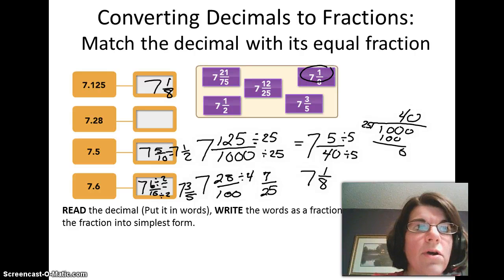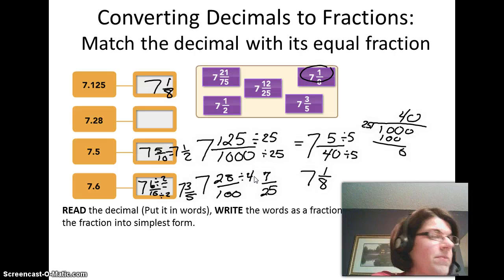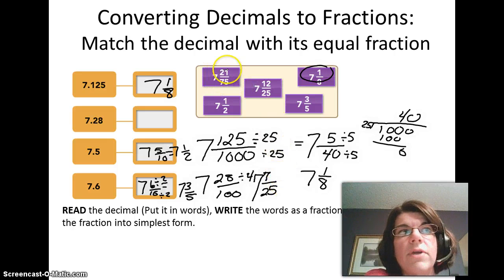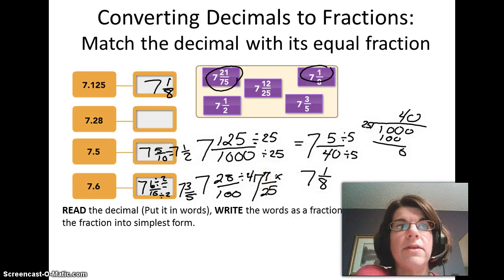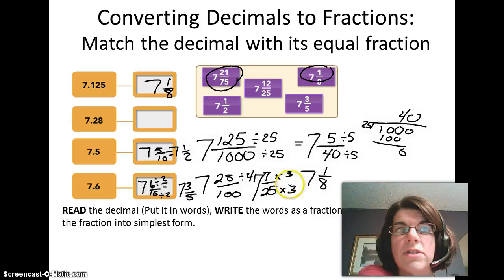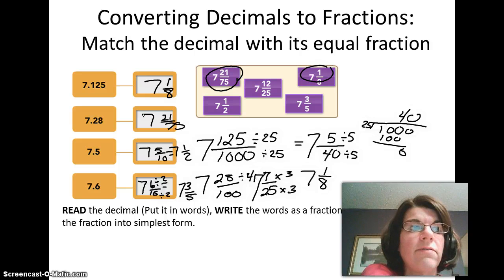All right, so we're reducing 7 and 28 over 100 to 7 and 7/25. And if you notice that 7/25 isn't a choice up there, we have 7 and 21/75. Take a look at this. If I multiply this by 3, I would get 21, and multiply this by 3, I would get 75. So this fraction here is not in simplest form, so we just had to multiply the numerator and denominator to match up with our choice here. So 7 and 21/75. Okay, for that one.